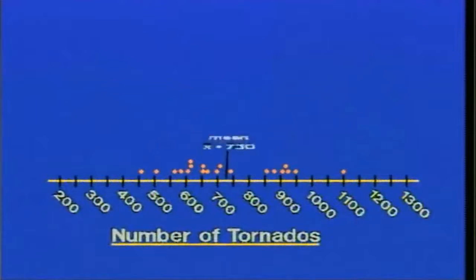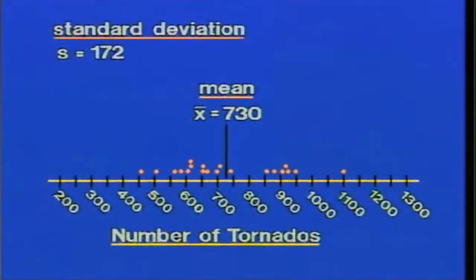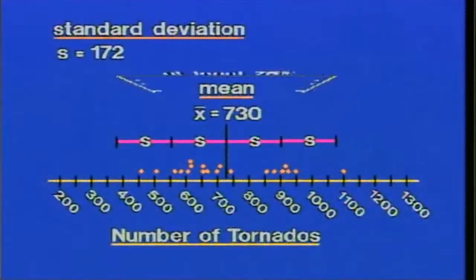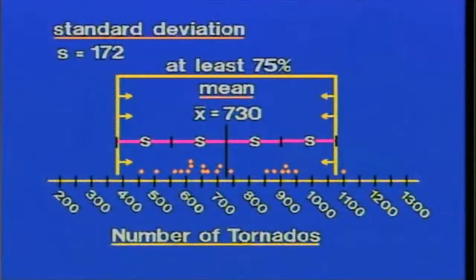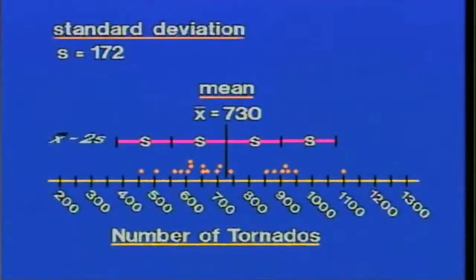And that means for this problem, if we identify the mean as 730, a standard deviation of 172, and we go 1 standard deviation on each side, 2 standard deviations on each side, that if we go that distance, we will contain at least 75% of the data values. And now all we need to do is make a little calculation. And the calculation is x bar, the mean, minus 2 standard deviations. And on the other side, the mean plus 2 standard deviations.